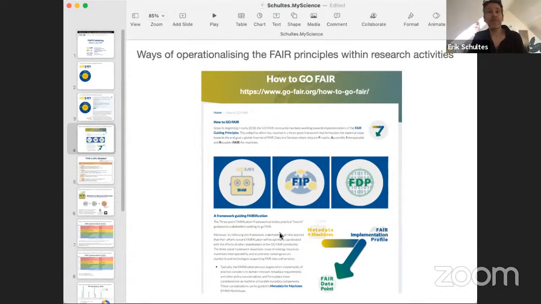And as you can see, obviously there are these 3 components. The first one is focusing on the creation of machine actionable metadata itself. That's this domain of the metadata for machine workshop. The machine actionable metadata that may be created for a particular community then becomes a component of a larger overall fair implementation profile. That's the second component here.